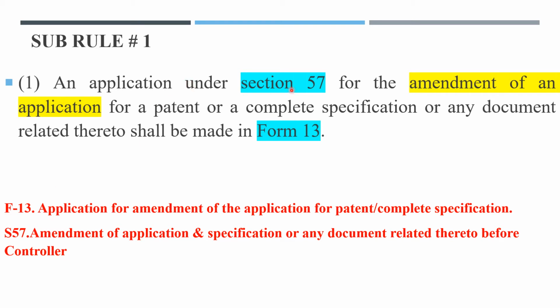An application under Section 57, that means as per Section 57, for what? For the amendment of an application for a patent or a complete specification or any document related thereto. And where will it be made? It shall be made in Form number 13. So what is Form 13? Form 13 is the application for amendment of the application for patent or complete specification. What is Section 57? This is amendment of application and specification or any document related thereto before the controller. I think it is pretty much clear. We can proceed to the next sub-rule.